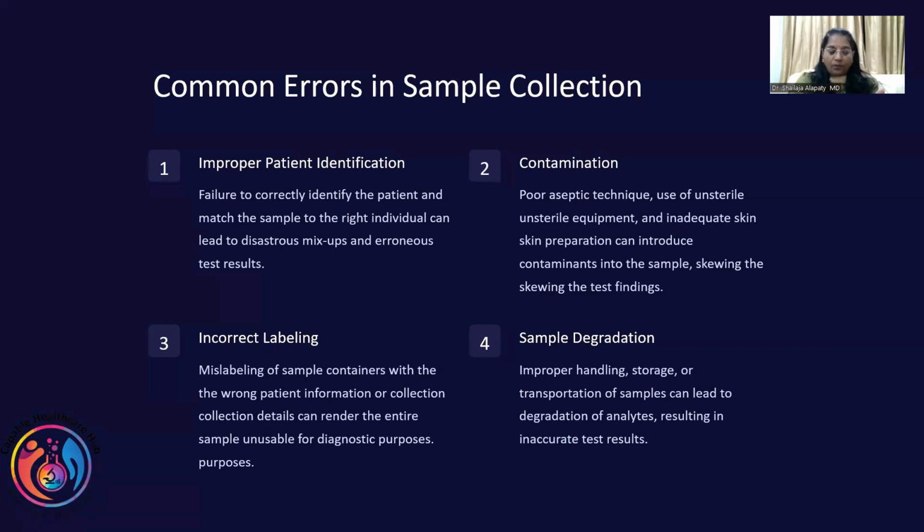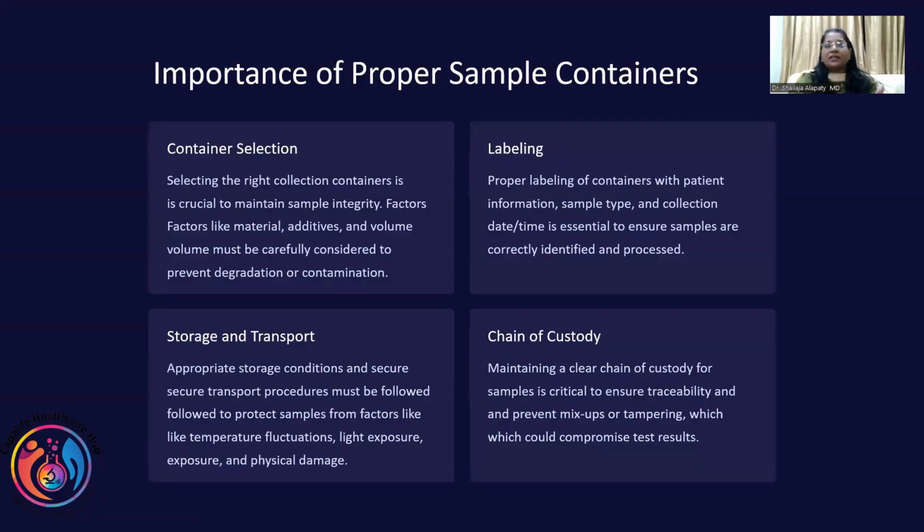We need to do random checks. But before we do random checks, we need to train our people properly. We have to train them in what the containers are, what the right containers are. The integrity of that sample depends on the container. And if it's a blood anticoagulant, that is so important. What are the additives?